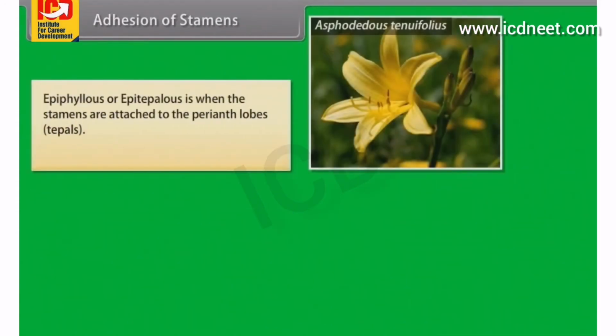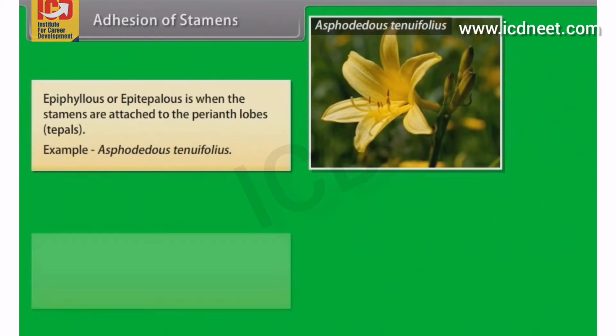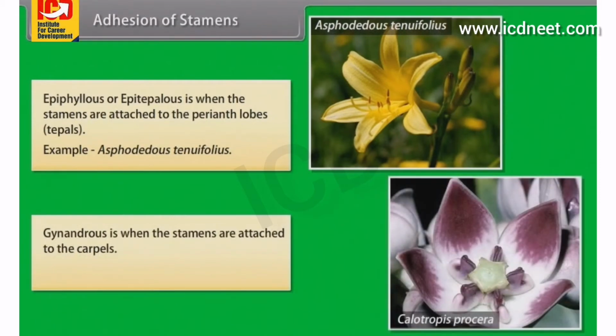Epiphyllous or epitepalous is when the stamens are attached to the perianth lobes, tepals. Example, Asphodelus tenuifolius. Gynandrous is when the stamens are attached to the carpels. Example, Calotropis procera.